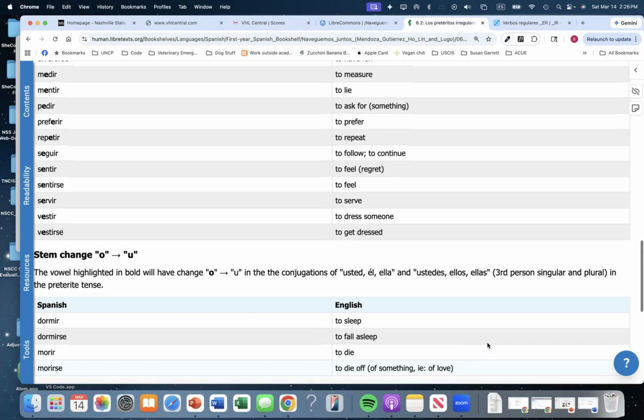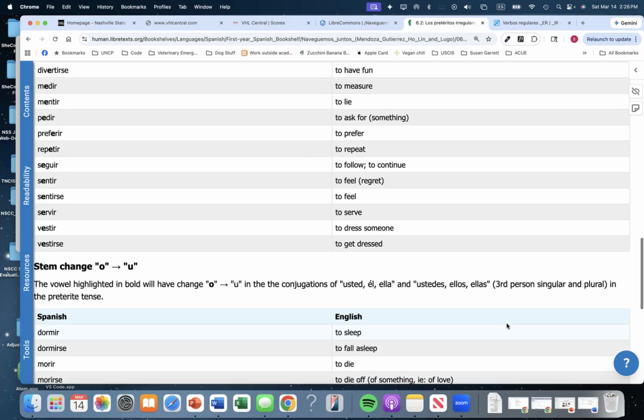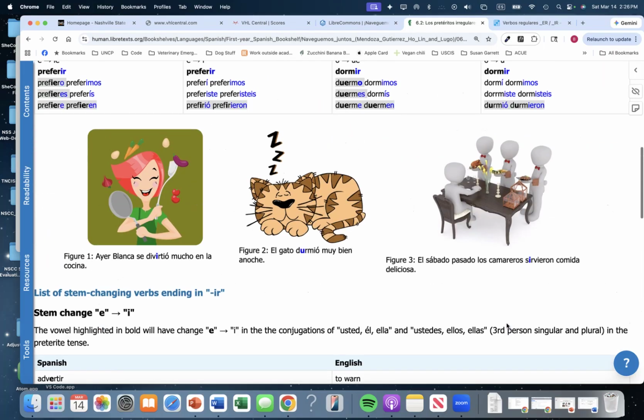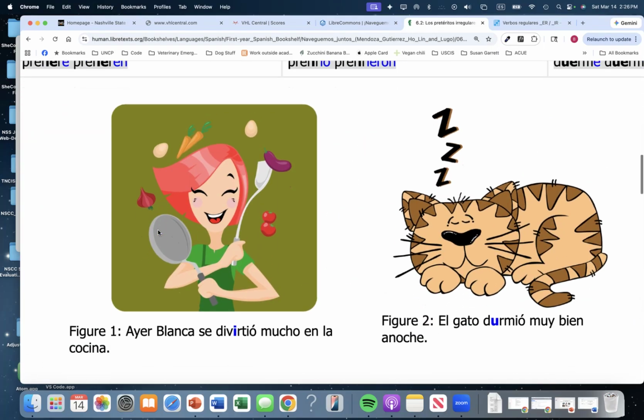And then, yeah, that's all we need for now. All right, so you're welcome to pause the video and take a closer look. And then let's take a look at the examples to see how these operate in context. Here we have the first one.